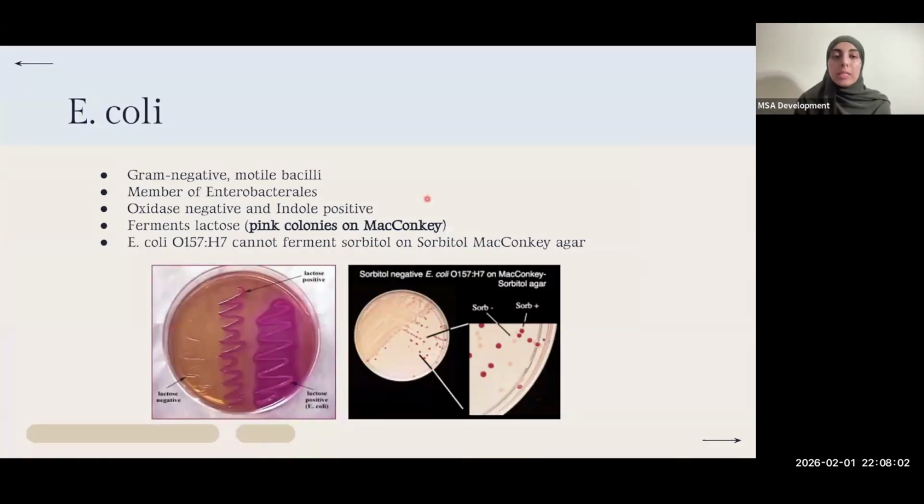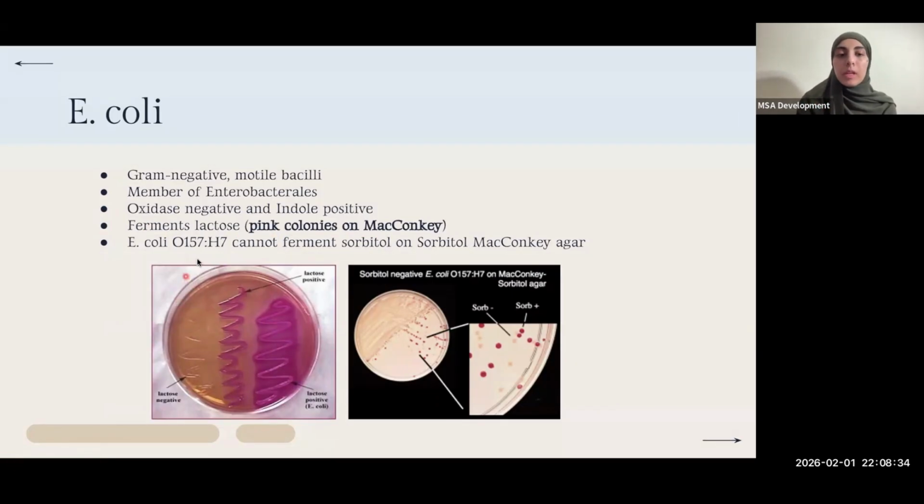So E. coli is a gram-negative motile bacillus. It's also a member of Enterobacteriaceae. I think this is a typo, my bad. It's oxidase negative, indole positive, and this one, in contrast to all the other ones that we discussed previously, ferments lactose. So it forms pink colonies on MacConkey agar. Okay, remember the MacConkey? All the other ones that we talked about previously did not ferment lactose. E. coli is a lactose fermenter, so it will be pink on MacConkey.